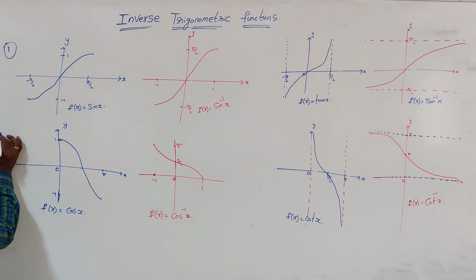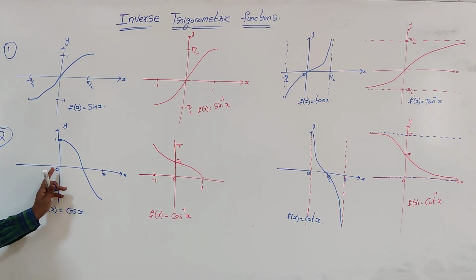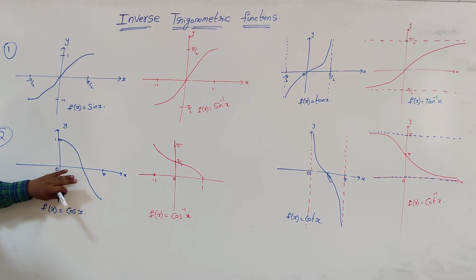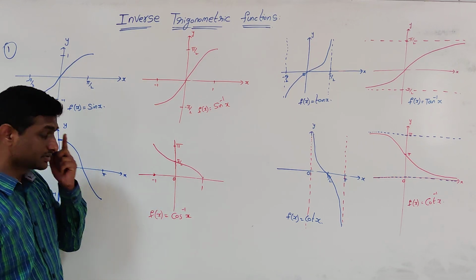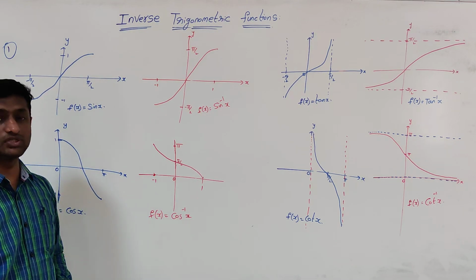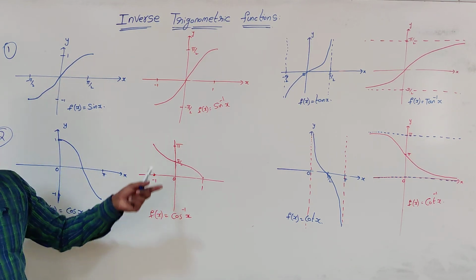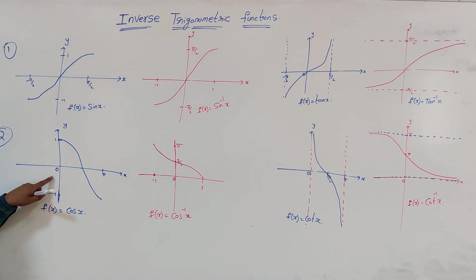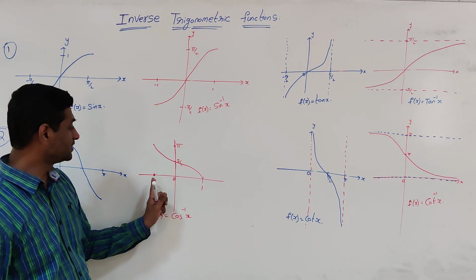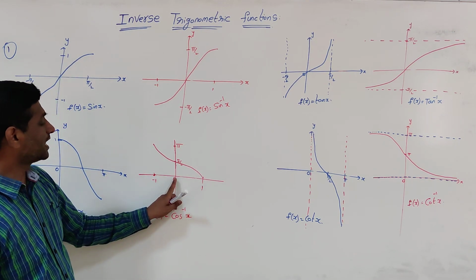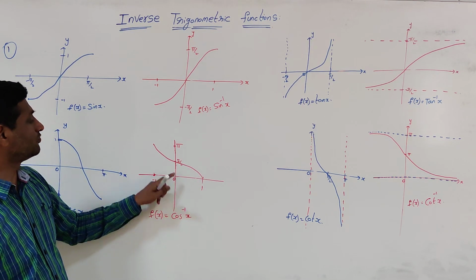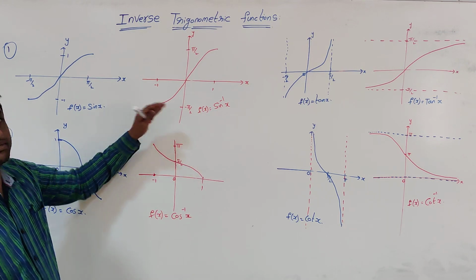Second, for cos x, the restricted domain is 0 to pi, and the output is from minus 1 to plus 1. This is the graph for cos x with the restricted domain. Next, in the inverse trigonometric function, 0 to pi will act as the output on the y-axis, and whatever the output is for this function will act as the input for this graph, that is from minus 1 to plus 1. So from 0 to 1 we have positive angles, and from minus 1 to 0 we have the angles between pi by 2 to pi.